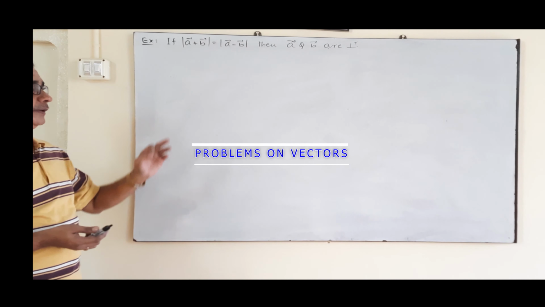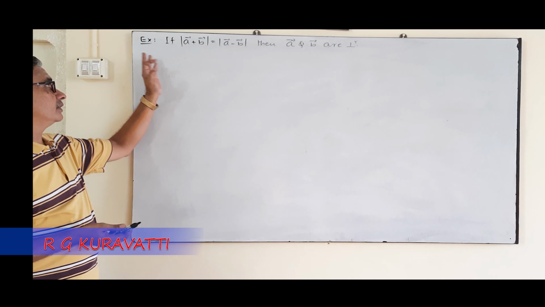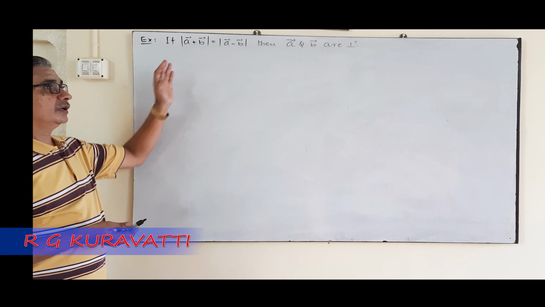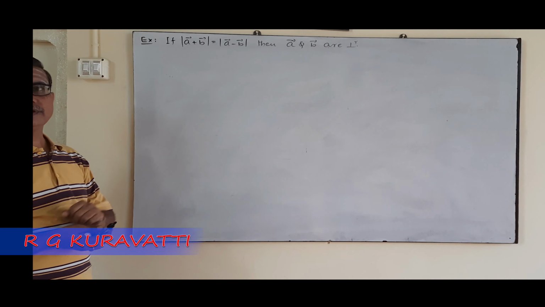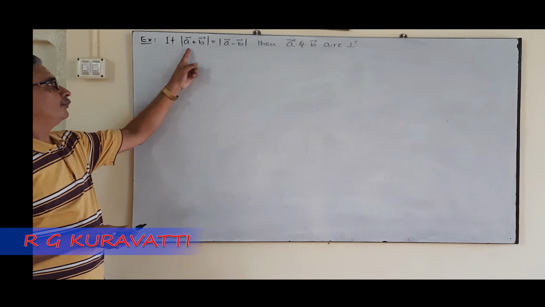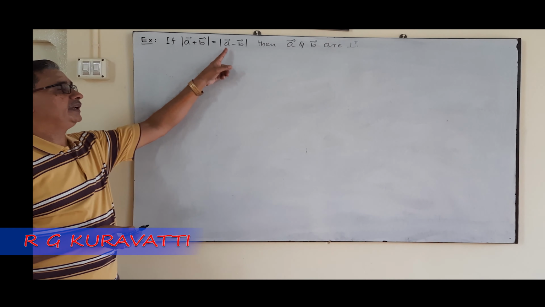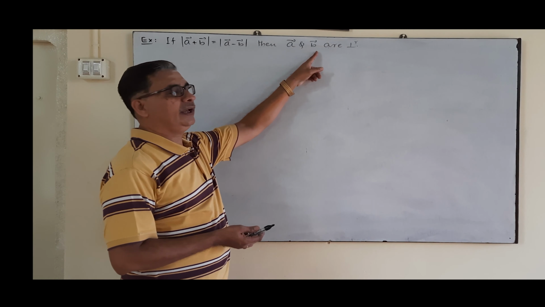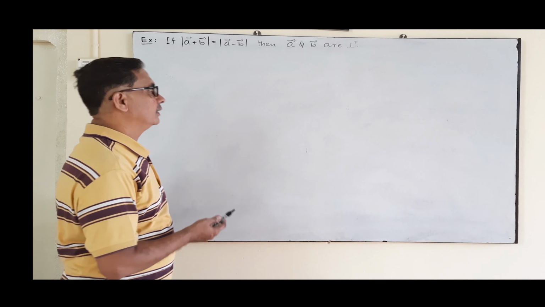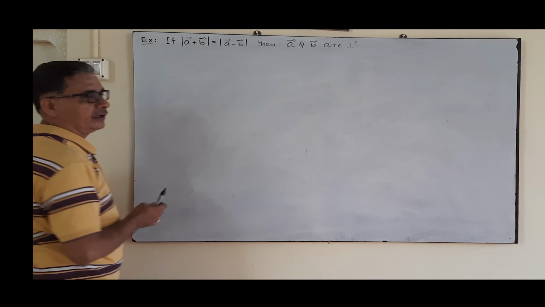Based on different types of vectors. Now again to solve some more problems. Now here is the most important problem, a 2 mark question they will ask in the final exam. If magnitude of a plus b is equal to magnitude of a minus b, then prove that a and b are perpendicular. Both the vectors are perpendicular.